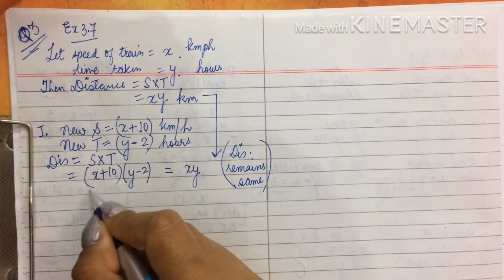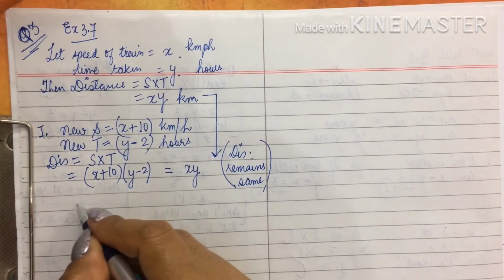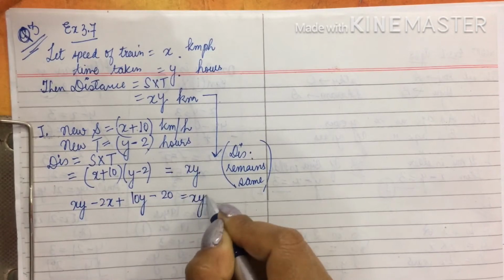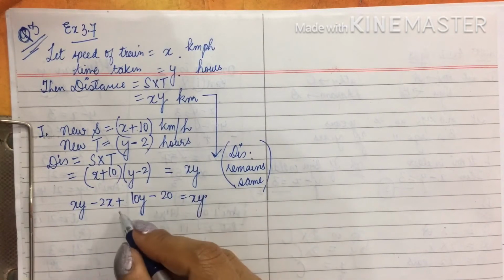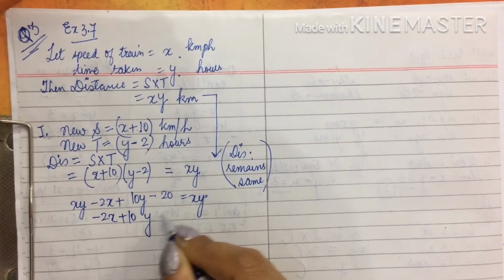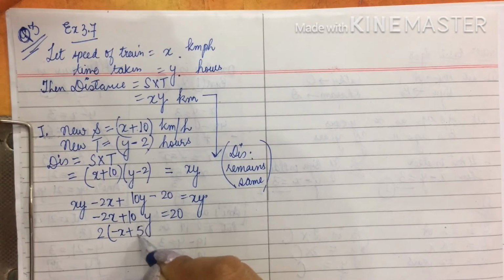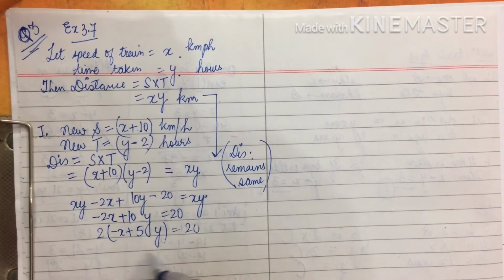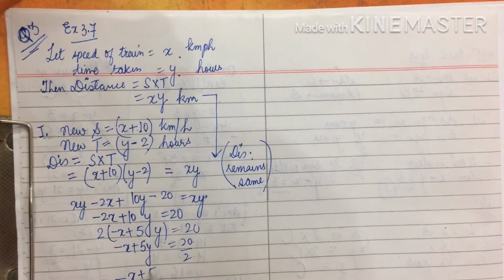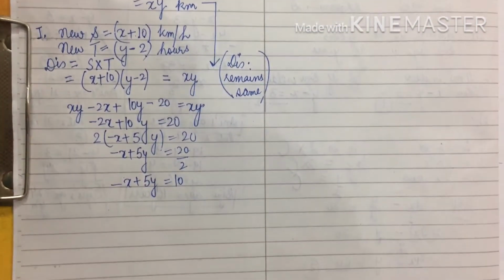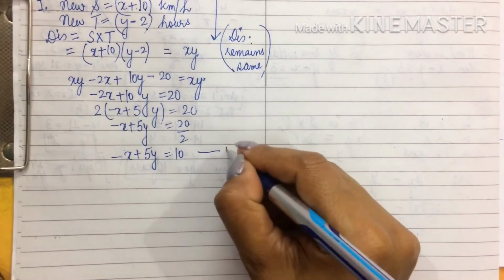Let's simplify. Solve this product using the distributive property. So you get xy minus 2x plus 10y minus 20 equals xy. xy will get cancelled. You are left with this, the simplified form. All three terms are multiples of 2. Let's take 2 common. This can be transposed to the right hand side, and on simplification the equation that you get is minus x plus 5y equals 10. This is your first equation.